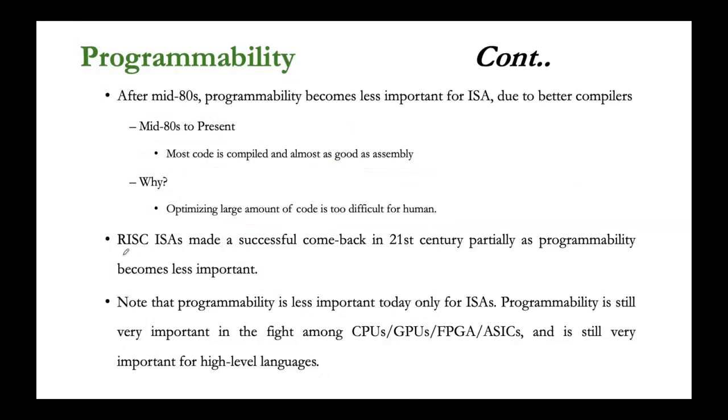So from the 1980s, before that CISC was there, the RISC ISA made a successful comeback in the 21st century, partially as programmability became less important. Note that programmability is less important today only for the instruction set architecture, not in general. Programmability is still very important in the fight among CPUs, GPUs, FPGAs, ASIC architectures and processors, and is still very important for high level languages.